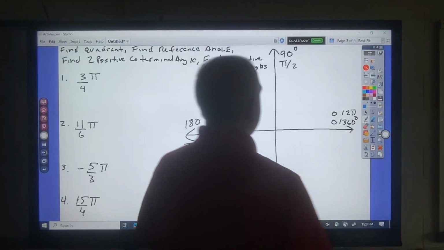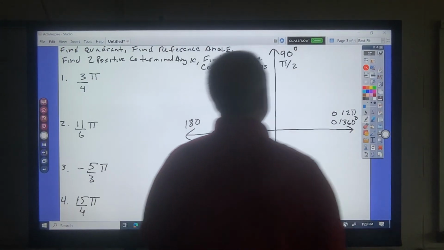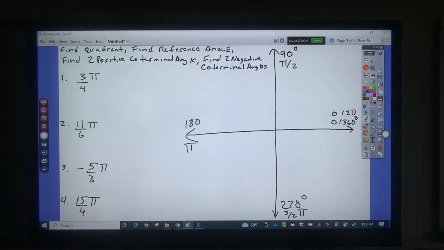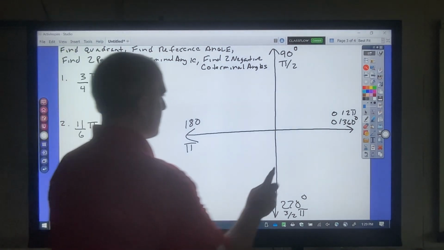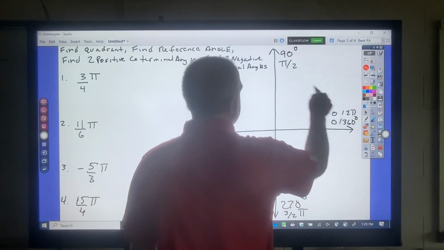Okay, now let's talk about radians. Okay, to a certain degree, the radian ones are a little bit easier from a reference standpoint, sometimes harder from the quadrant standpoint. All right, now here's the idea.